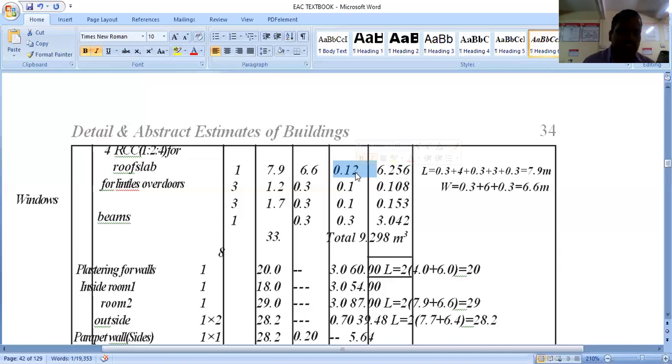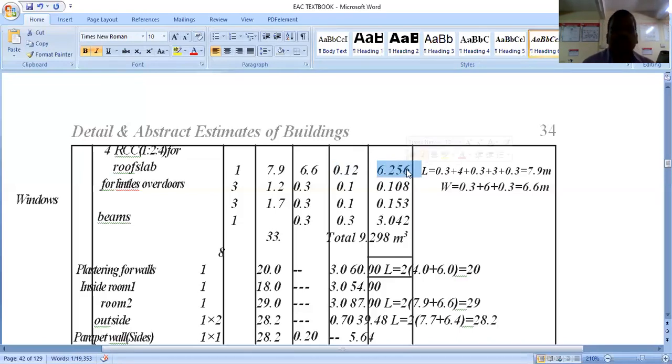So which are these variables? 1 is the total number of slab, multiplied by the length of the slab, 7.9 meter, the width of the slab, 6.6 meter, and the thickness of the slab, 0.12 meter. So that is 6.256 cubic meter.